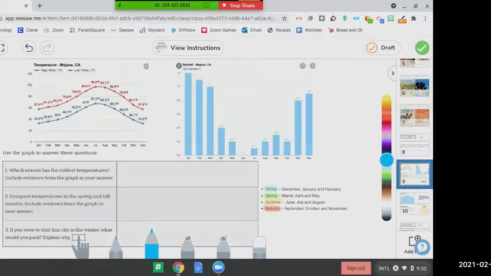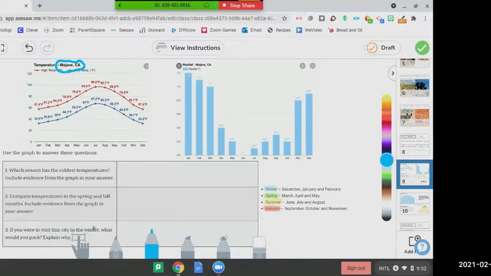So these are graphs about a city called Mojave, California. Okay, this is a city inside of California that does have deserts. All right, we're going to use this information about the temperature and the rainfall to answer these questions down here.